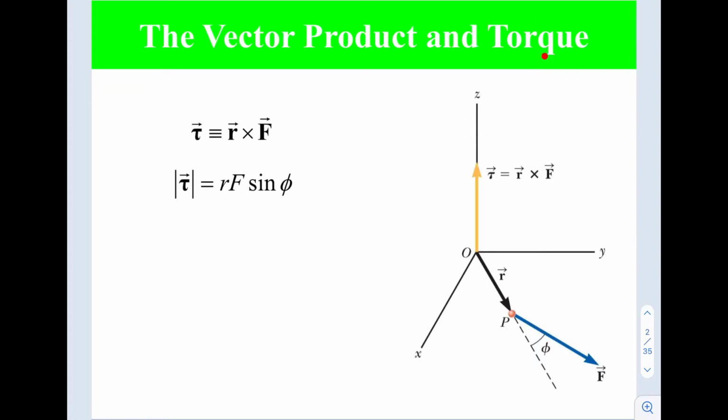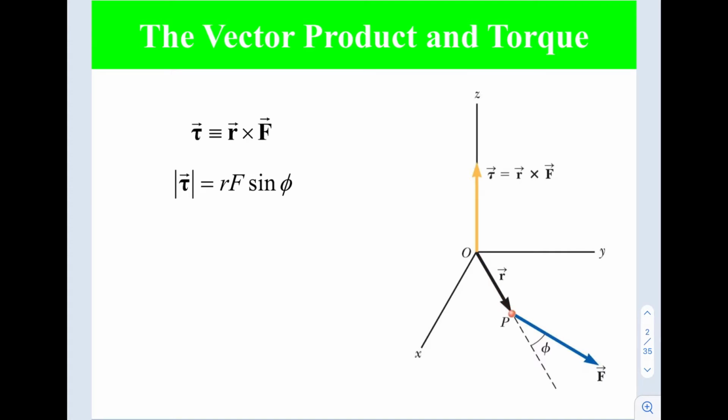Previously, we've learned about torque, in terms of its meaning and its application. Directly, I told you that torque is equivalent to rF sine theta, if you still remember. But now we are going to take a look at torque again, but with a different approach, by looking into the method of vector product.